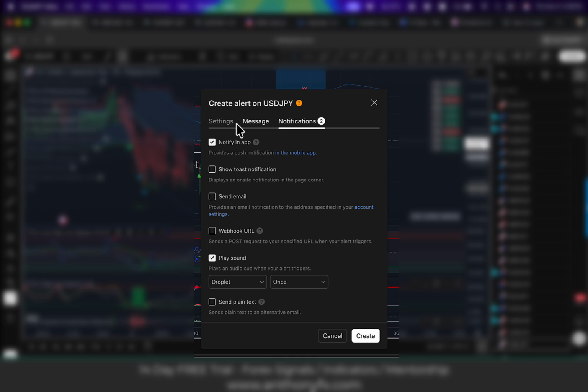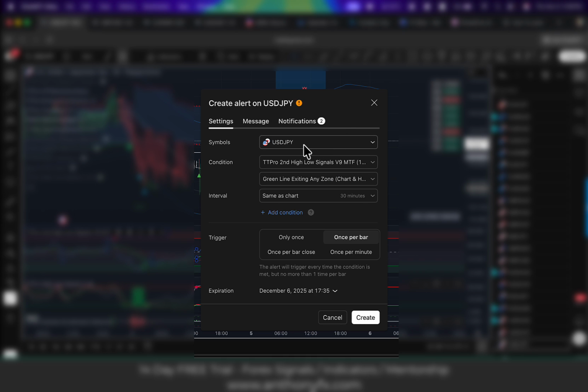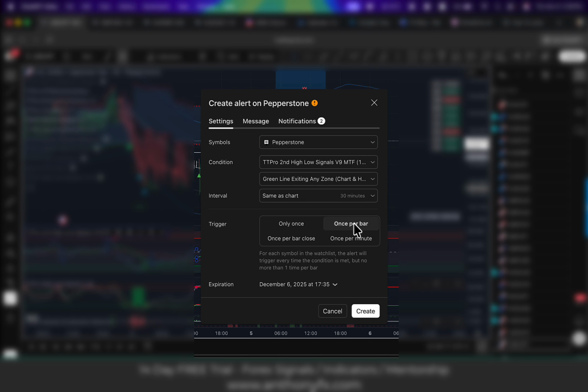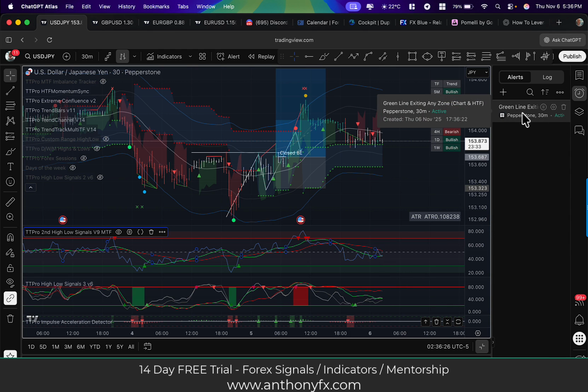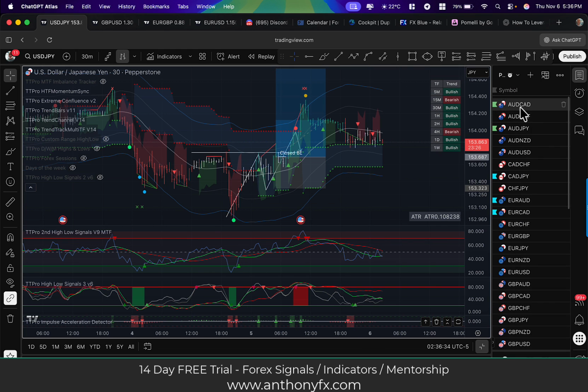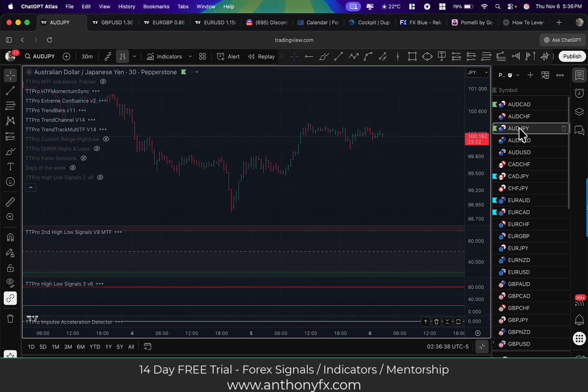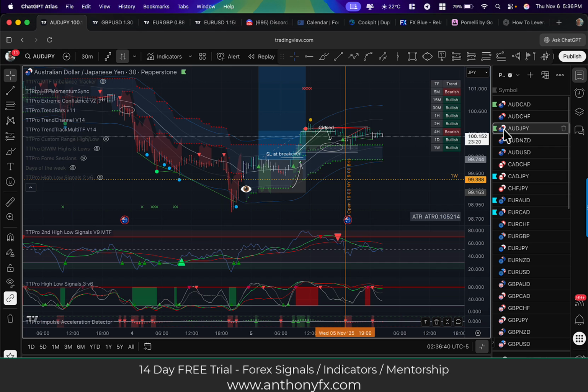Notifications, droplet. I'm going to actually add that, but I'm going to select my entire Pepperstone list, once per bar, and I'm going to create that. I'm going to leave this in as a permanent alert at the moment. And what that does is it gives us a very interesting signal. Have a look at the Aussie yen, because I think we had a couple there.